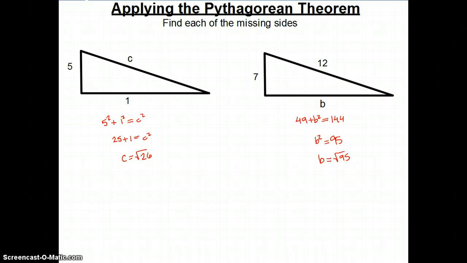For your last two, you should have found a C value of the square root of 26 and a B value of the square root of 95.